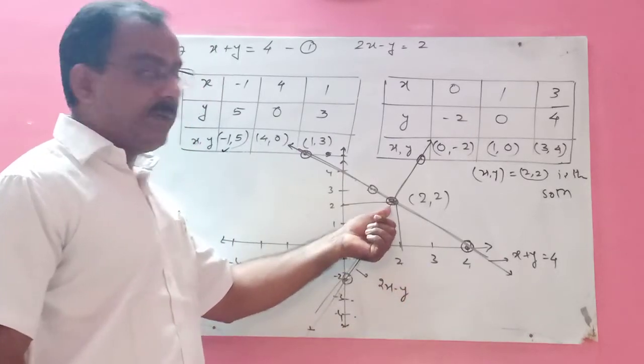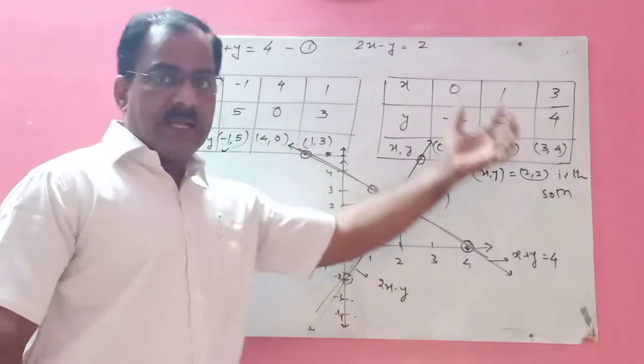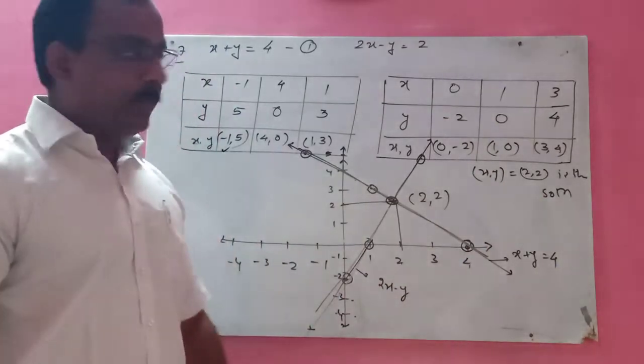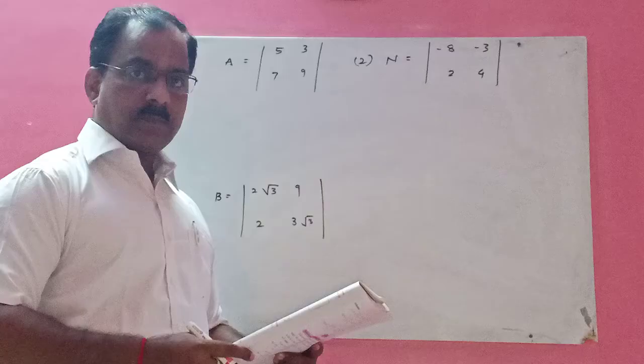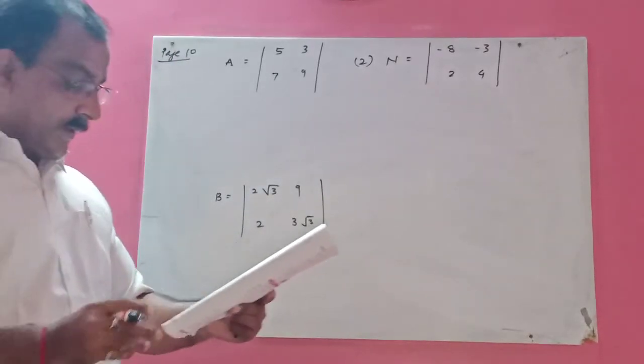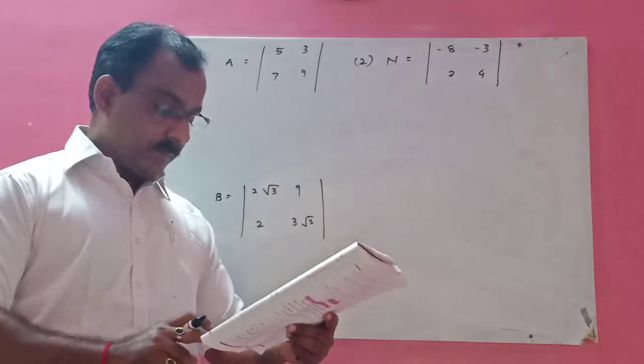After getting this point of intersection, write here also, and downward also you should write down that 2, 2 is the solution of the given equations. So I hope that all of you have understood this. So children, on page number 10, see solved example.